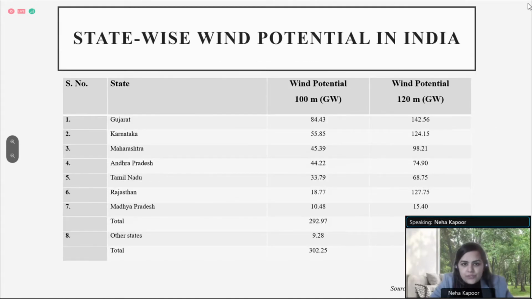Then the state-wise wind potential in India has also been taken from the National Institute of Wind Energy. This is the latest statistics that we find here, about the various states where wind potential is found good. The wind potential is given at 100 meters and 120 meters in gigawatts. It is given for 7 states, including Gujarat, Karnataka, Maharashtra, Andhra Pradesh, Tamil Nadu, Rajasthan, and Madhya Pradesh, and some other states are also given, and the total accounts for 302.25 gigawatts and 695.50 gigawatts respectively.